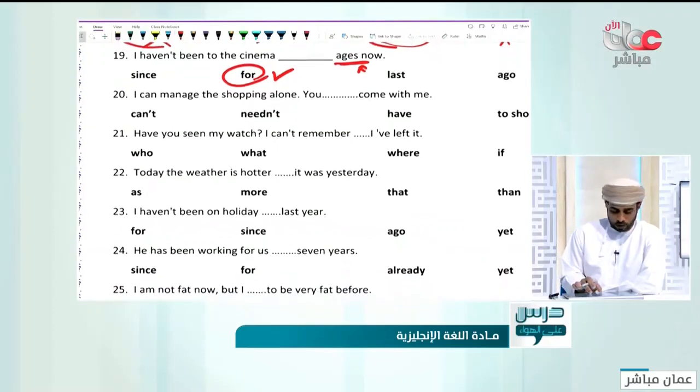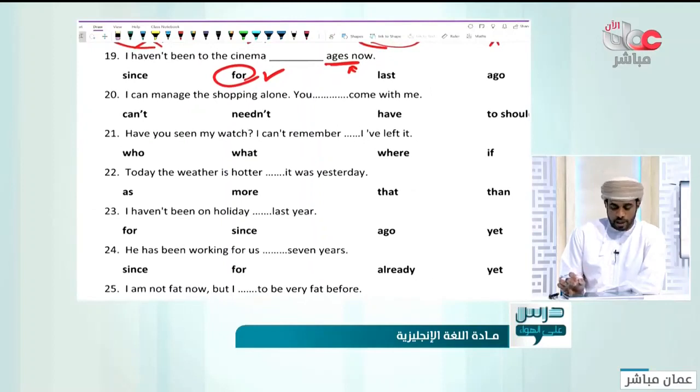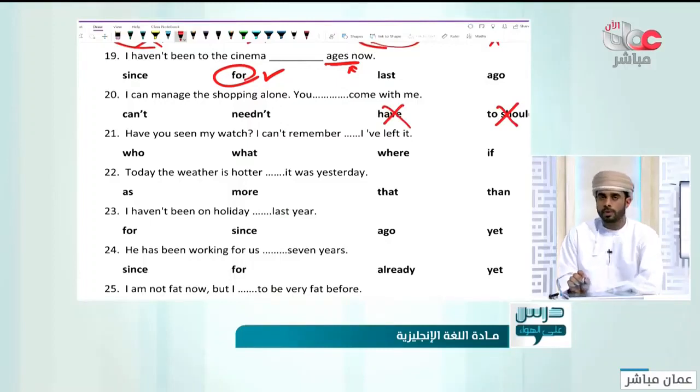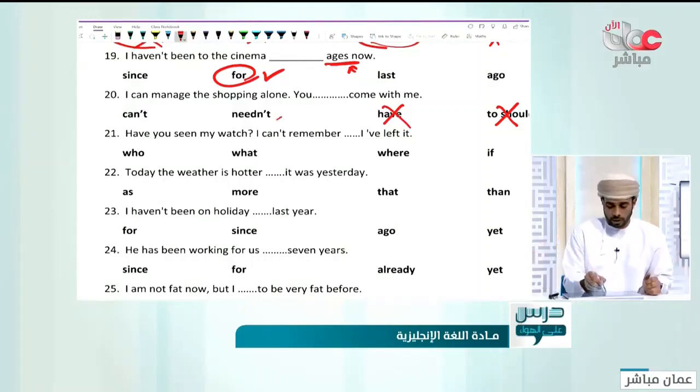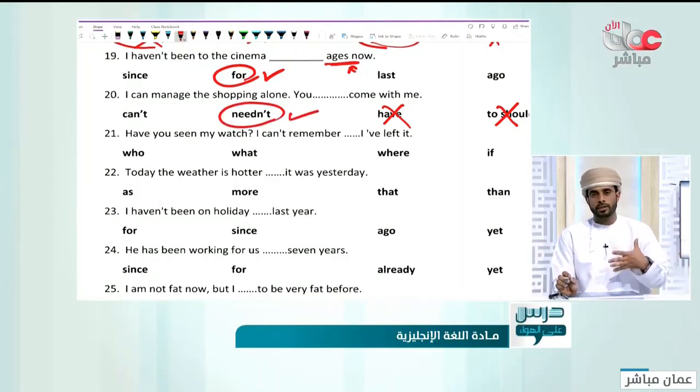Nice. 20. I can manage the shopping alone. Very nice. Be careful when you are reading. I can manage the shopping alone. It's okay. You come with me. You can't come with me. You needn't come with me. You have to come with me, or you should come with me. Of course, this won't work and this one won't work. The only options are can't come with me or needn't come with me. Think logically: I can do it, so you needn't. I can manage it myself, so you needn't come with me. Good.